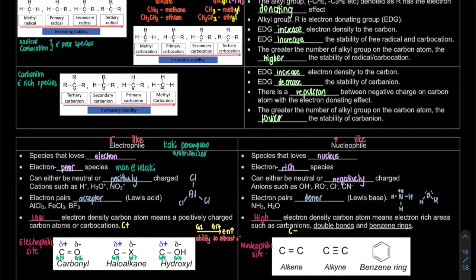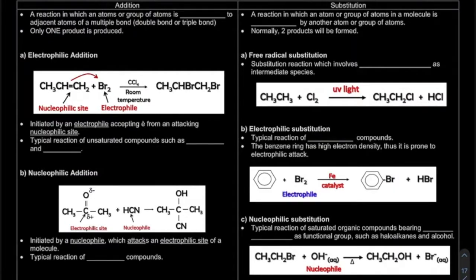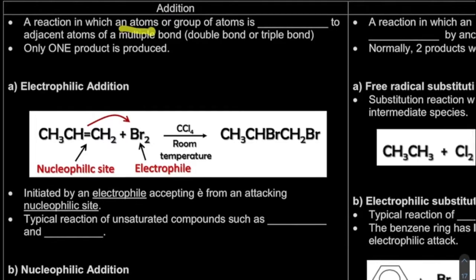Next, what we're going to look at is actually the reaction itself. Okay, so let's look at page 17. The type of reaction kita kena tengok adalah addition. So addition is actually when atoms are added to the adjacent atoms of a multiple bond, be it double or triple bond, and only one product is produced. And the addition ni can be divided into two, which is electrophilic and nucleophilic addition.